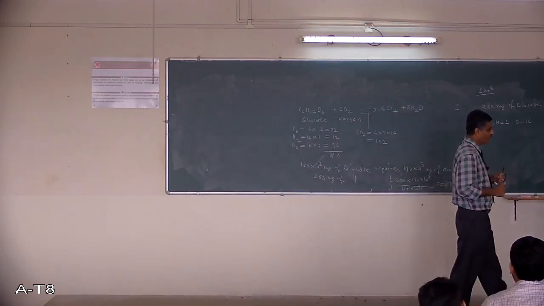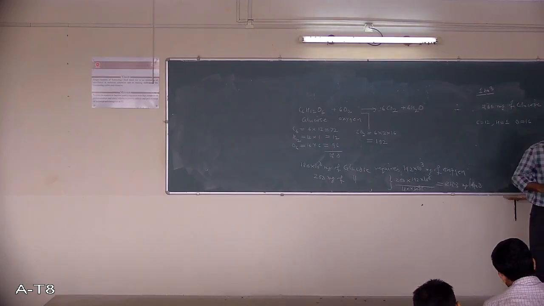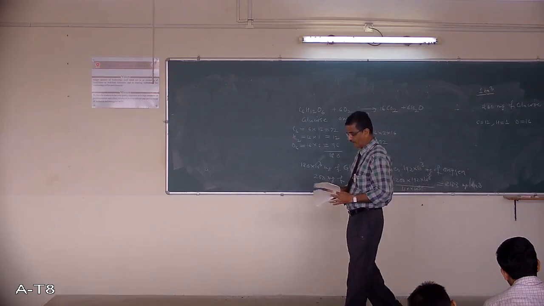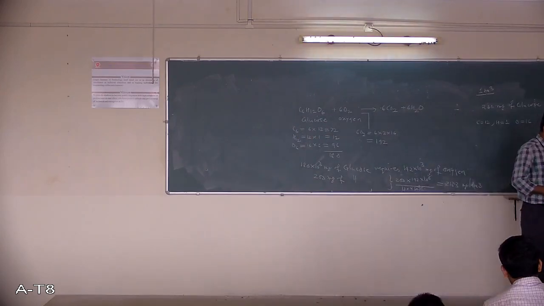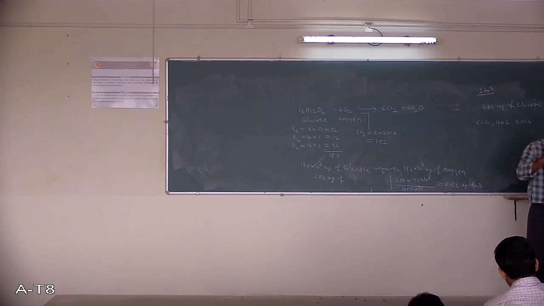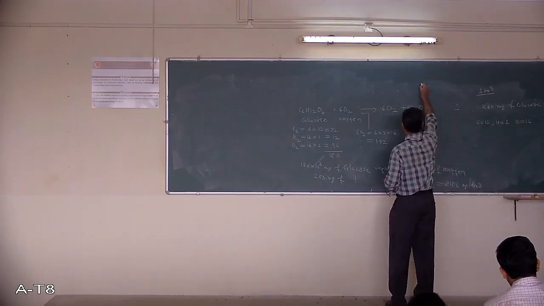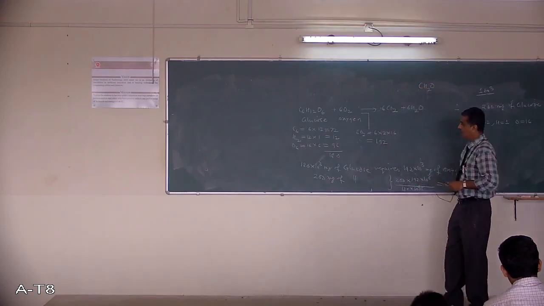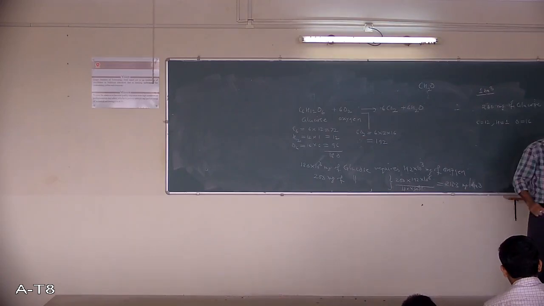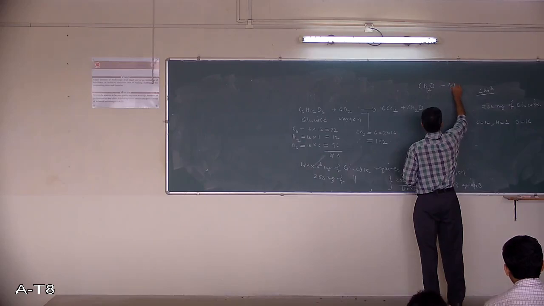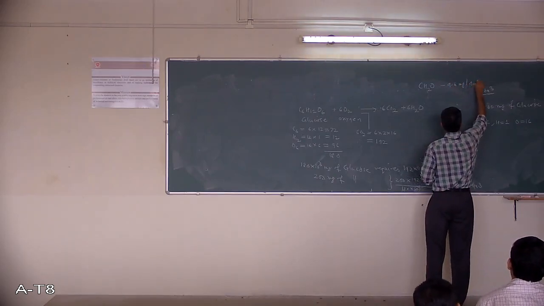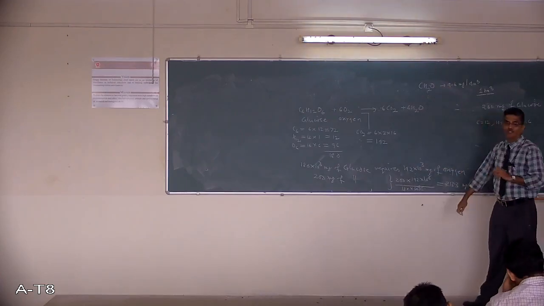Now, the last problem you saw at home, a similar problem. Calculate the BOD of the water sample having the organic compound with formula CH2O, 9.6 milligrams per dm cube.